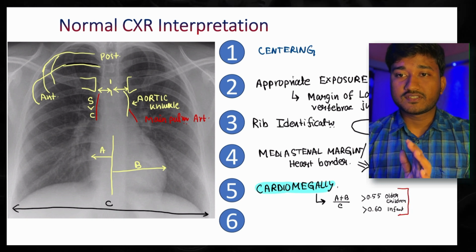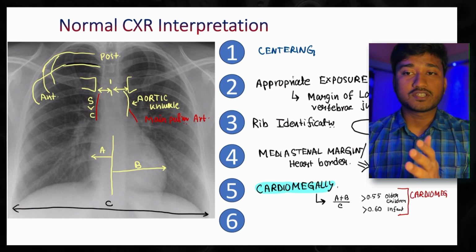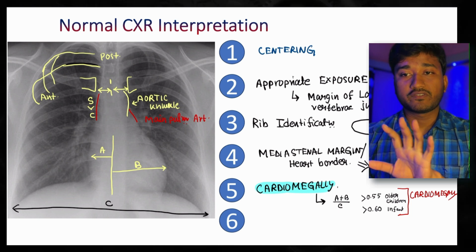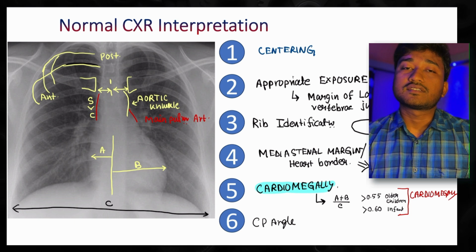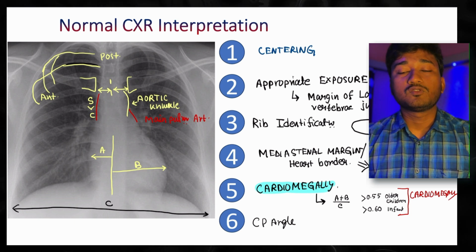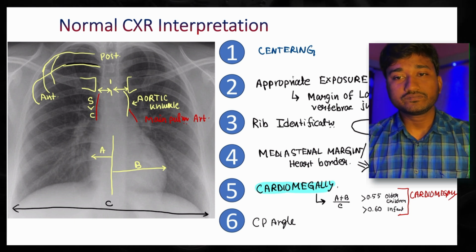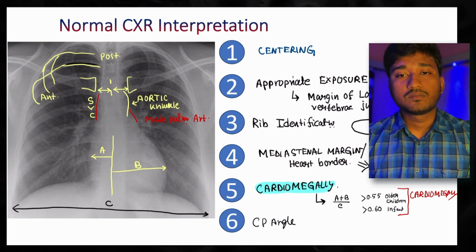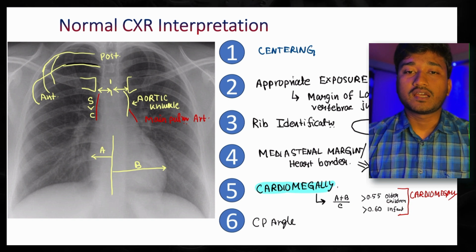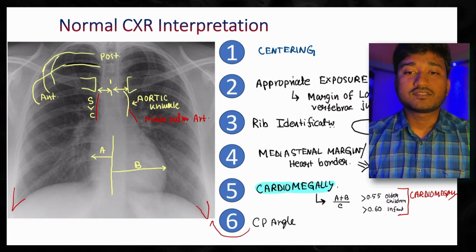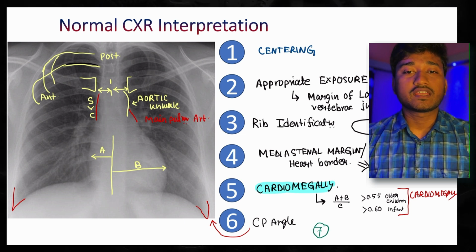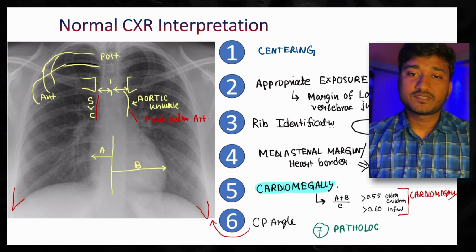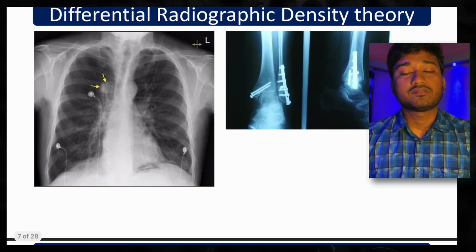More than 0.60 for infants, and more than 0.55 for older children, we call it cardiomegaly. Then the sixth point is the CP angle. You must look at the CP angle. Here you can see in the photo what I have drawn. This is the right CP angle and the left CP angle. CP means costophrenic angle. Costo means ribs, and phrenic means diaphragm.